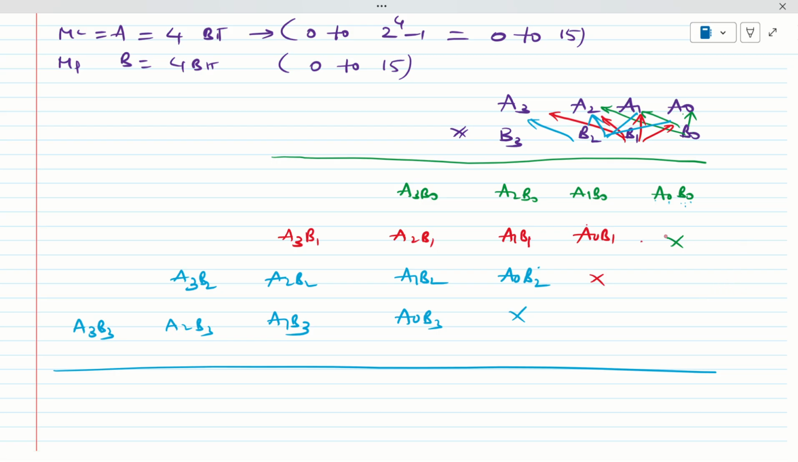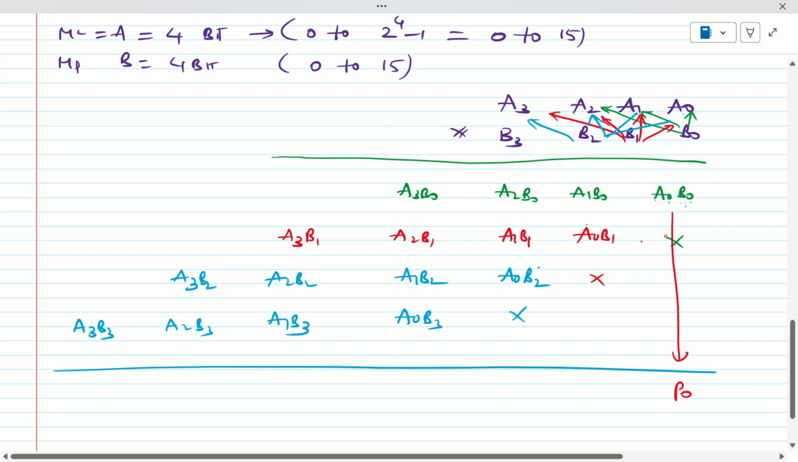ఓకేనా? ఇప్పుడు మనం చేద్దాం డైరెక్ట్ గా, A0 into B0 as P0. How to get the next term? The next column we have 2 terms, right?